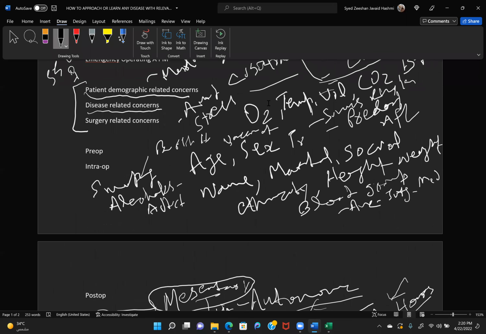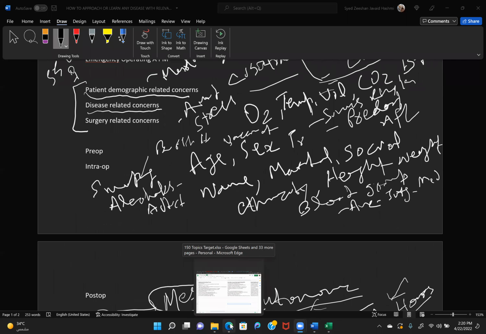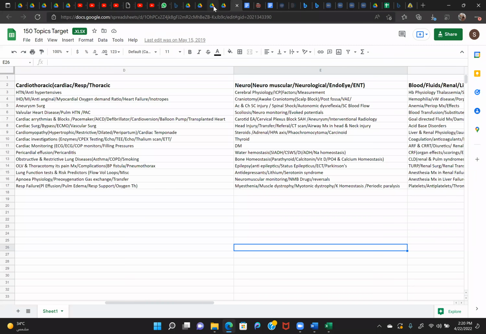Now, any questions before we finish? We can have a look at myasthenia gravis as well. Does anyone have any question, please?